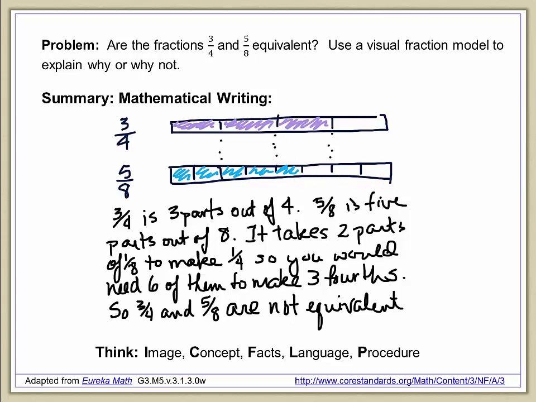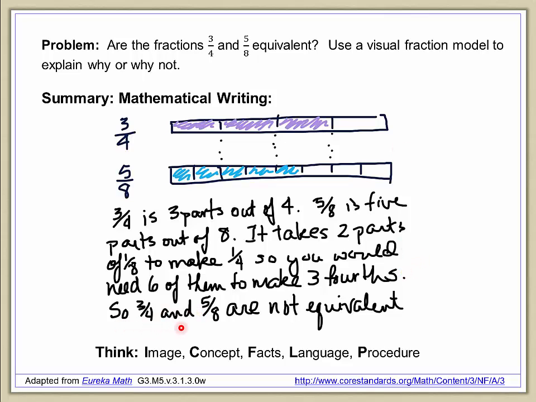And you'll notice these little dots that they've put in here, which kind of help to see the equivalence of the different fractions. And then they write 3/4, 3/4 is 3 parts out of 4, so they're looking at part whole concept. And 5/8 is 5 parts out of 8, which is this one here. It takes 2 parts of an eighth to make 1/4, so you would need 6 of them, eighths presumably, to make 3/4. This is the concept. That's the concept right here. Here's an image, here's the concept, and then the conclusion.